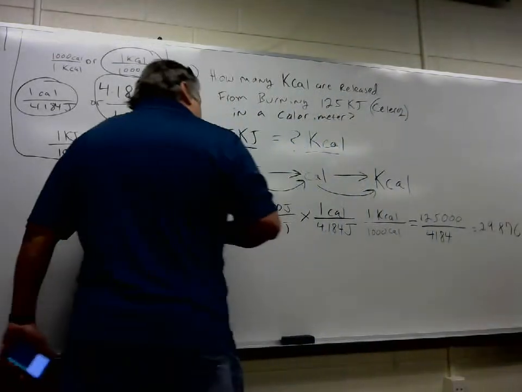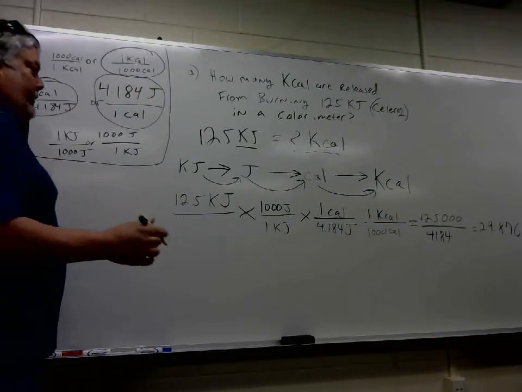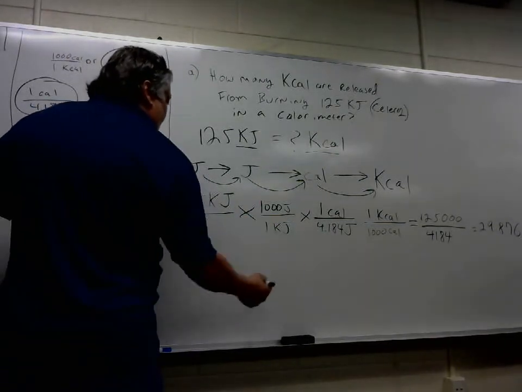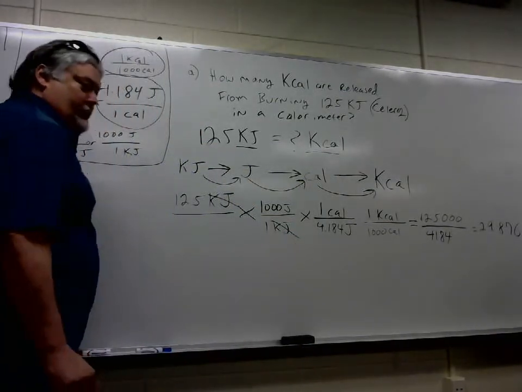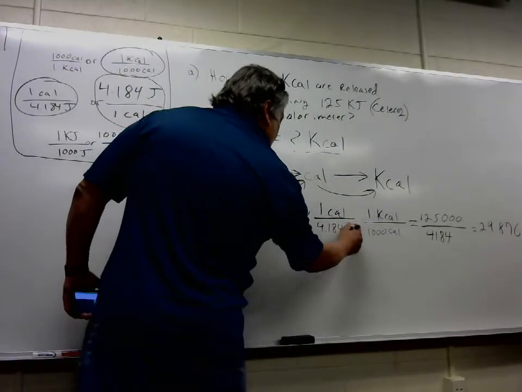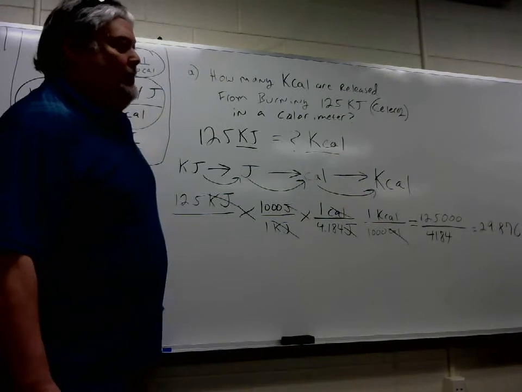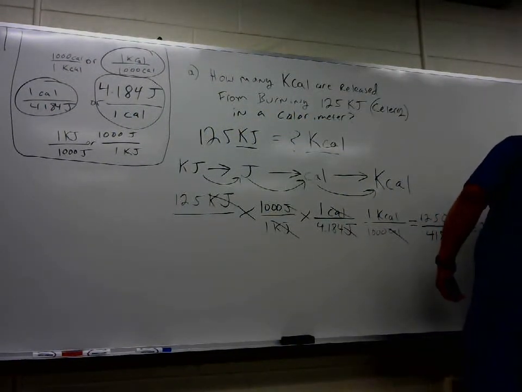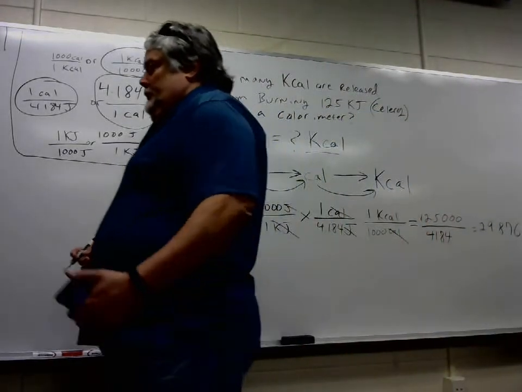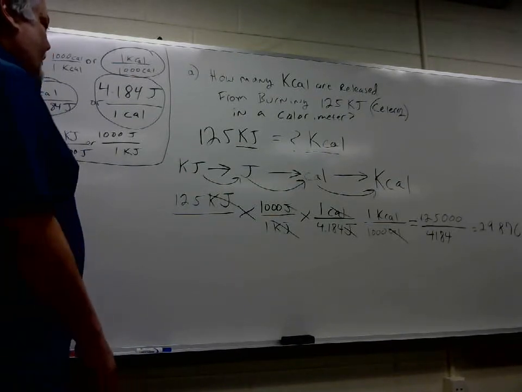Okay, we can't really name it yet because we want to make sure that we've done everything properly. So we're going to go back to our problem. We're going to make sure that from top to bottom, everything cancels out like it's supposed to. Kilojoules cancels kilojoules. Joules cancels joules. Calories cancels out calories. And we're left in kilocalories. Okay? Are we done yet? No. Why not? I haven't seen it. We haven't put the number in the answer in the proper amount of significant figures.